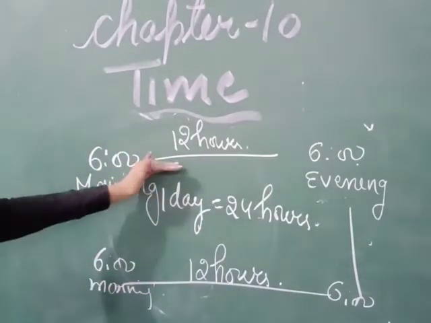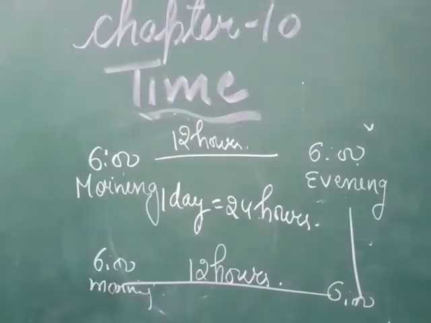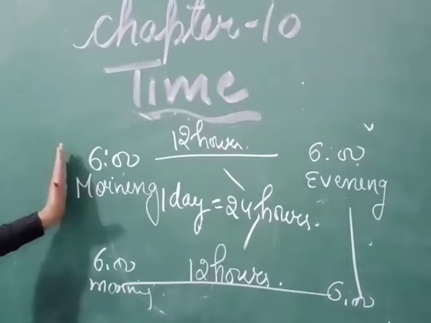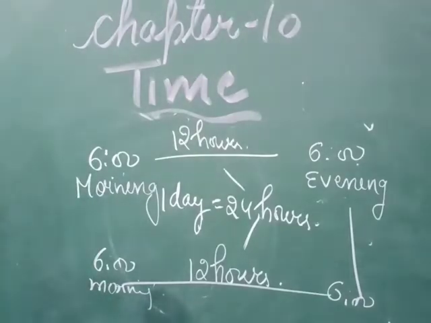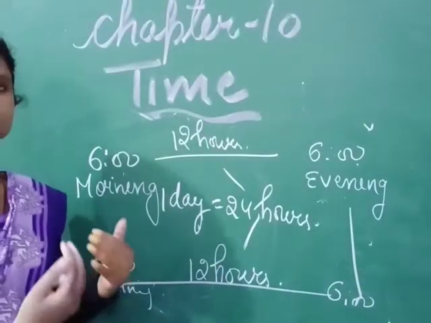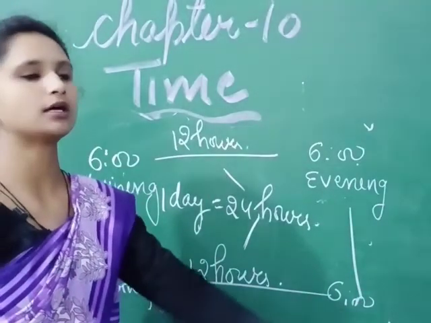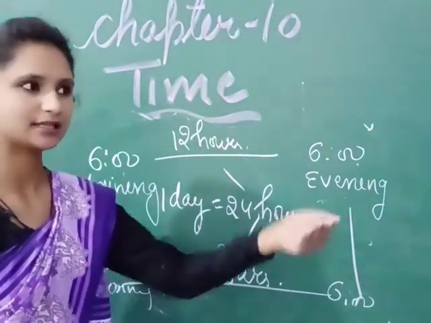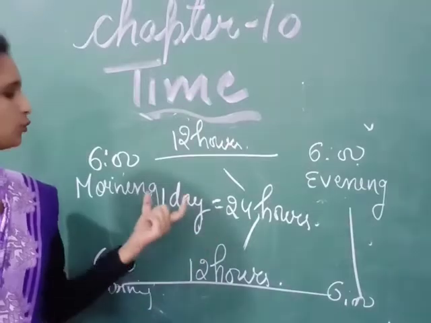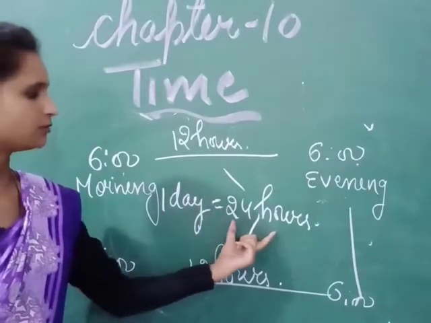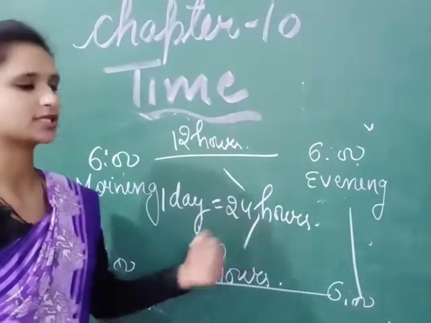Now 12 hours plus 12 hours is equal to 24 hours. It means from 6 o'clock in the morning of today to 6 o'clock in the morning of the next day, it will complete one day. That will be 24 hours.